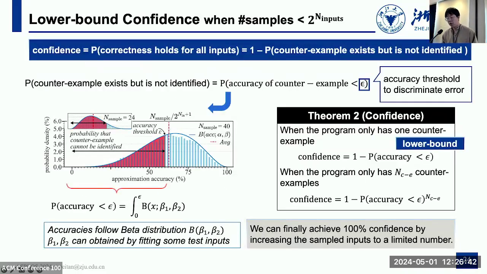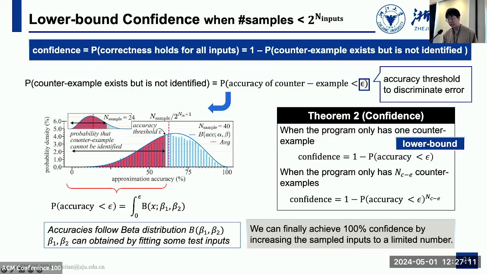We can estimate the confidence of the validation when we do not sample enough inputs. The confidence is defined as the probability that the correctness of the assertion holds for all inputs, which is 1 minus the probability that the counterexamples are not identified when the program has a bug. And we define an accuracy threshold to discriminate the error. When the accuracy of the counterexample is below this threshold, it will not be identified.